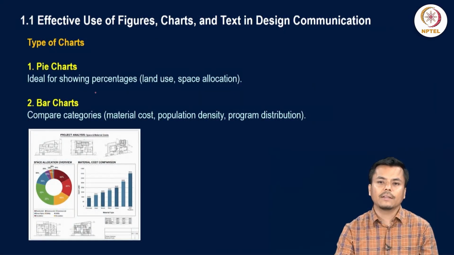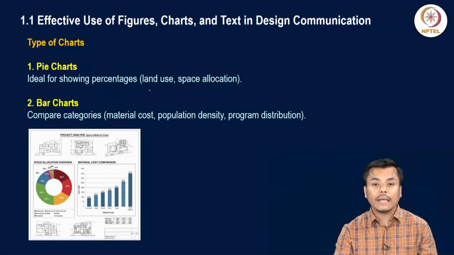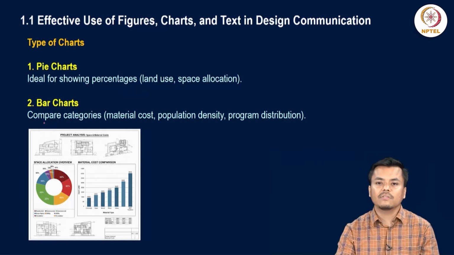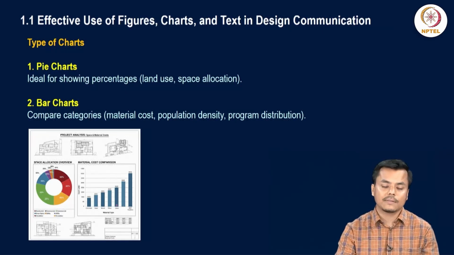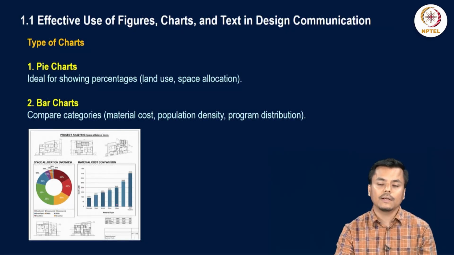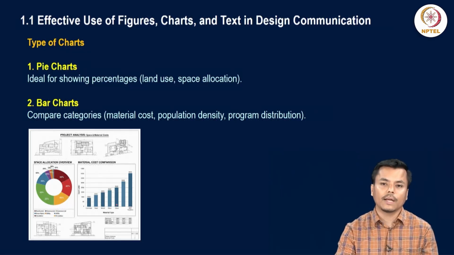Pie charts are ideal for showing percentages like land use or space allocation, or even the area programming that you do within the project. Bar charts are used to compare categories, for example material cost, population density or program distribution within the site, or how the demography has changed over the years, or what changes have been observed within the study area. So it is generally used to show the temporal changes that have happened in the study or the literature review that you have completed.